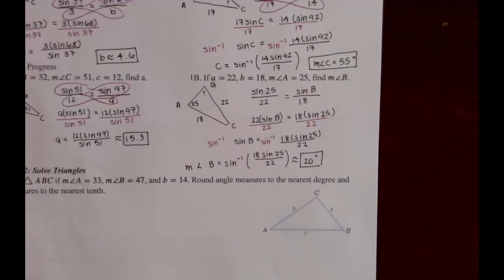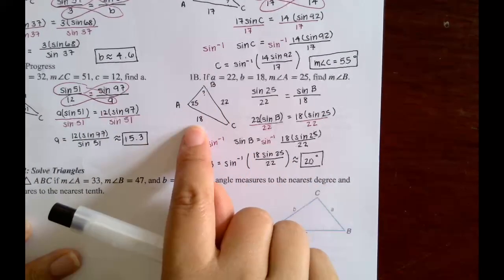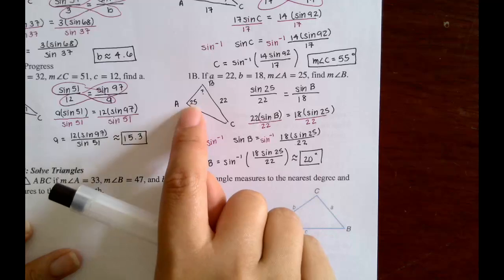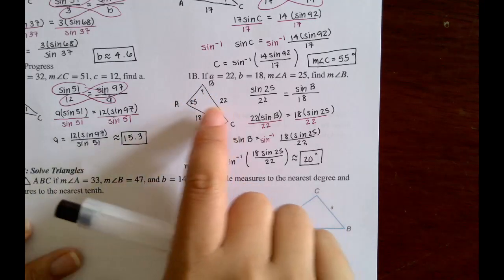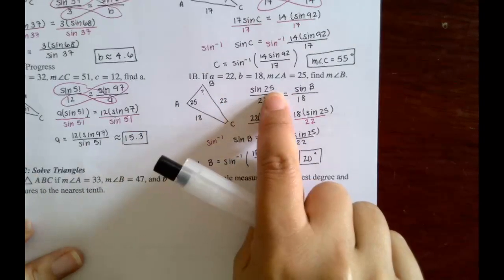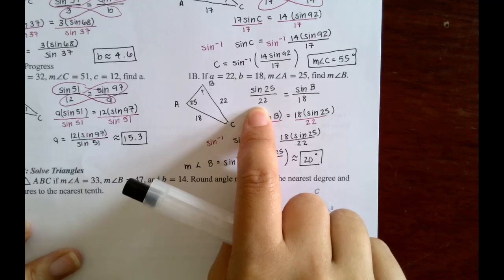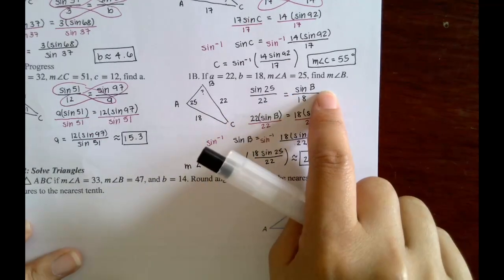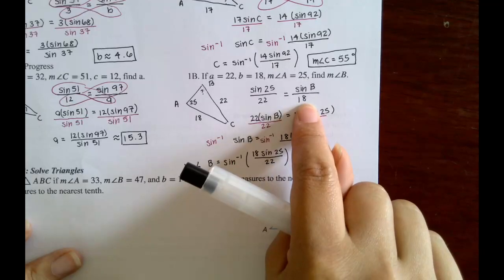And then next was 1B. So again, I just filled in with what I know. Side A is 22, side B is 18, and then angle A is 25. We are finding what angle B is. Okay? So my complete set is A's. So that's why I use sine 25 over 22, which is the side length of A, equals sine B, which I'm looking for, over the side length of B, which is 18.